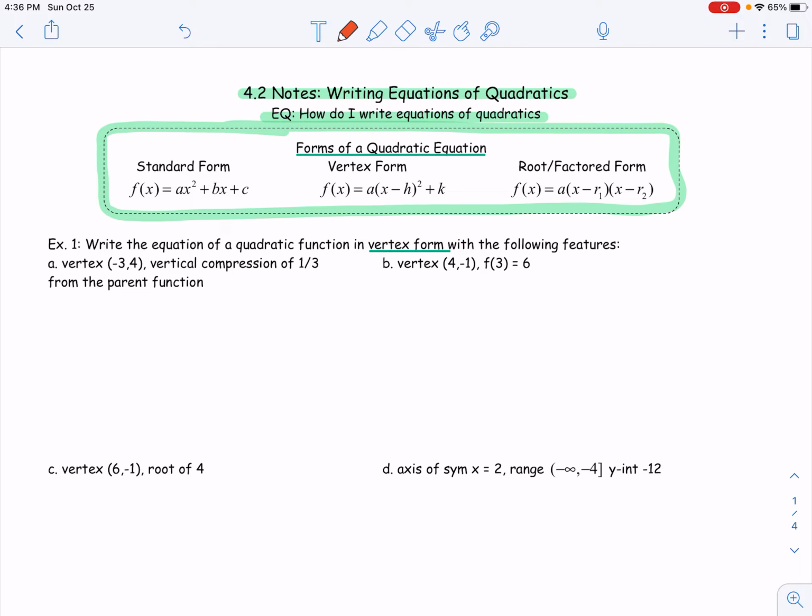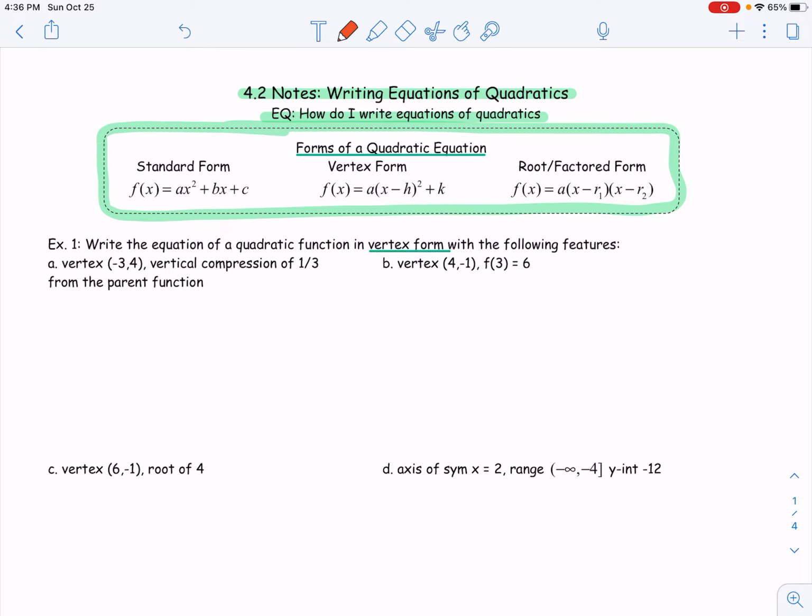So in our first section of Unit 4, we were graphing these quadratics. And so now we're kind of working backwards. I'm not going to be giving you a graph every time, but you are going to be writing the equations, given some pieces of information, or given a graph.